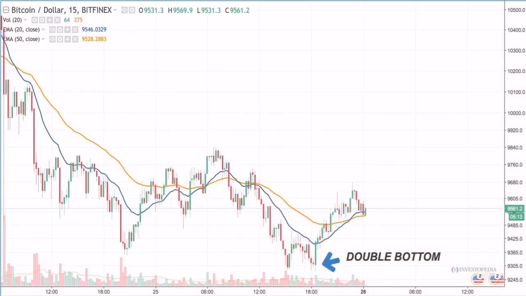The first chart we're looking at here is a chart of Bitcoin versus the dollar. It's a 15-minute price chart on the Bitfinex exchange. Remember, each of these candles here represents 15 minutes in time. And what you'll notice is that in this short-term period, prices sold off and hit a double bottom. The price of Bitcoin dropped below 9,300 right here. It rallied and then sold off and hit a double bottom.